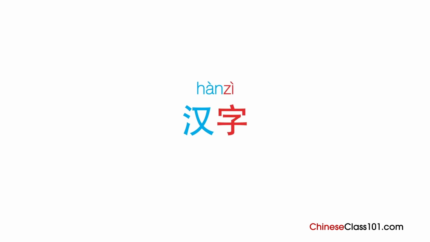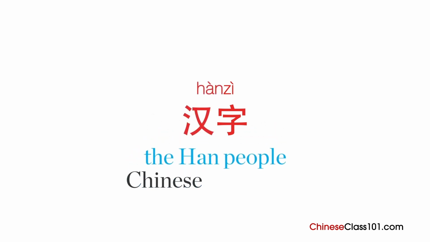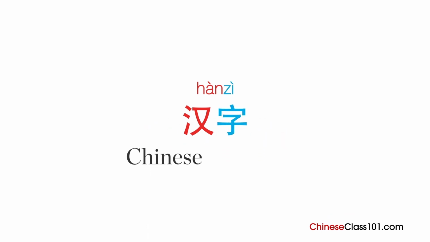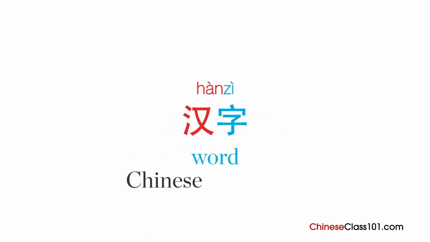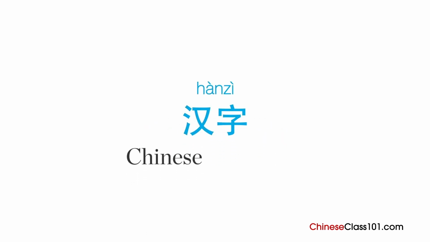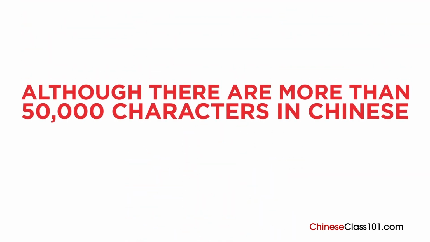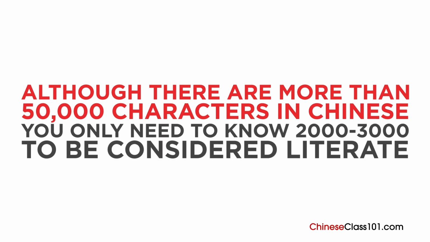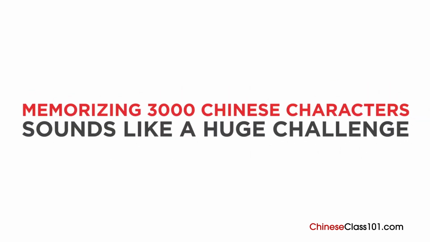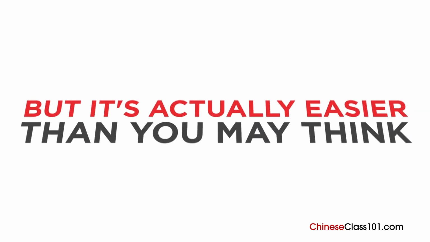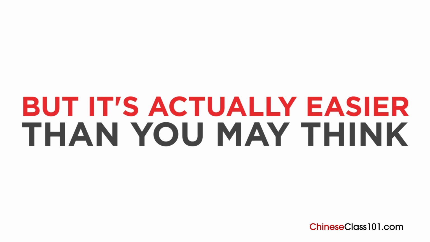The first one, Han, means Chinese, or the Han people, which is a majority ethnic group in China. The second syllable, Zi, means word. So Han and Zi together means Chinese characters. Although there are more than 50,000 characters in Chinese, you only need to know 2,000 to 3,000 to be considered literate. Still, memorizing 3,000 Chinese characters sounds like a huge challenge, but it's actually easier than you may think.